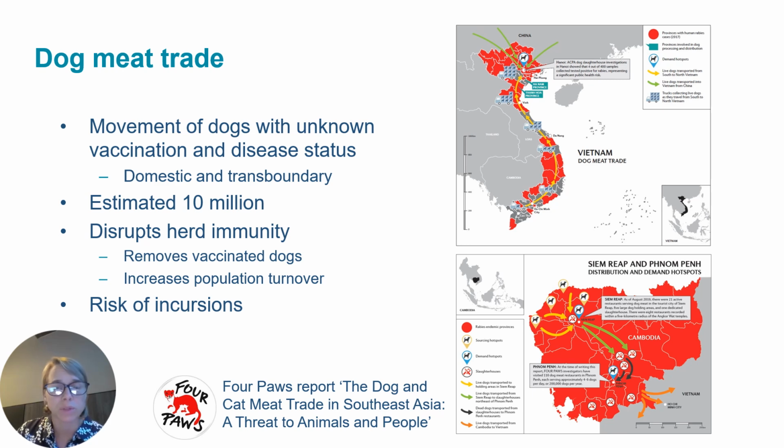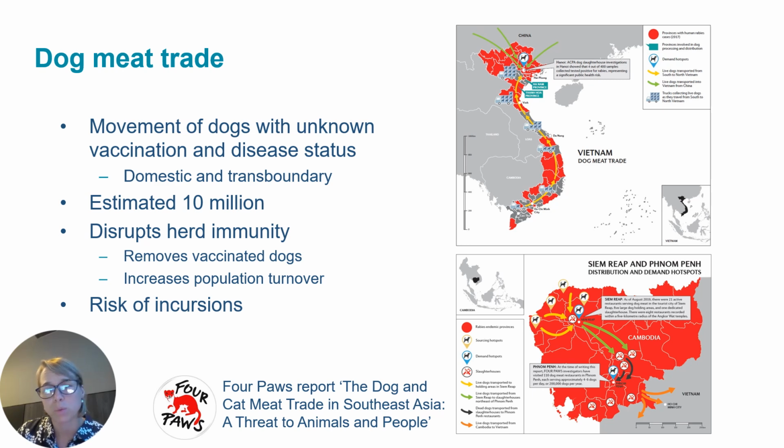I've included two examples here of the movement of dogs for the meat trade in Vietnam and Cambodia from this report by Four Paws. While it's impossible to quantify the exact number of animals involved due to the unregulated nature of the trade, it is of significant magnitude. Estimates for Cambodia are over 3 million dogs, in Indonesia over 1 million dogs, and in Vietnam over 5 million dogs and approximately 1 million cats are killed for the trade every year. Many of these will have been owned, some possibly vaccinated, and not all taken with owner's consent.